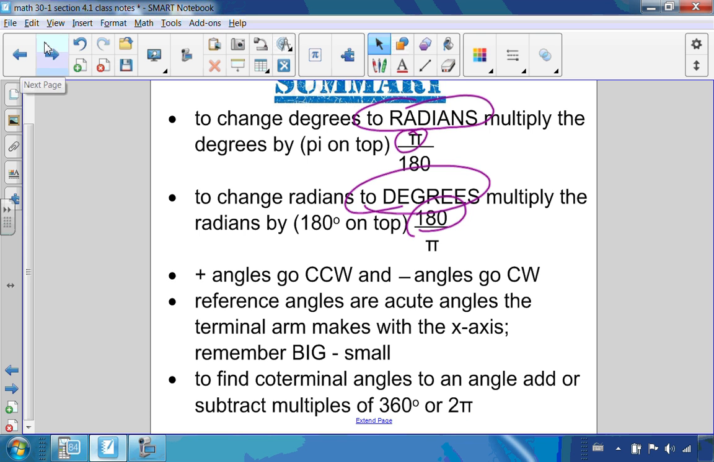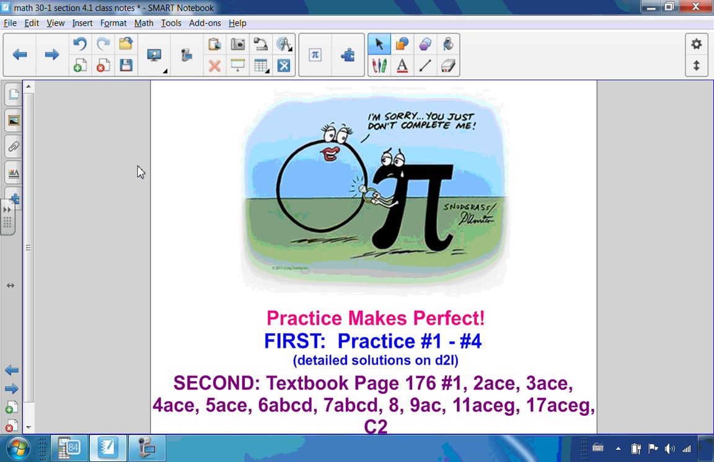So back to the joke, or to the explanation, that the circumference of a circle is 2 pi. This circle says, I'm sorry, pi, you just don't complete me, because it's in fact 2 pi that completes her.